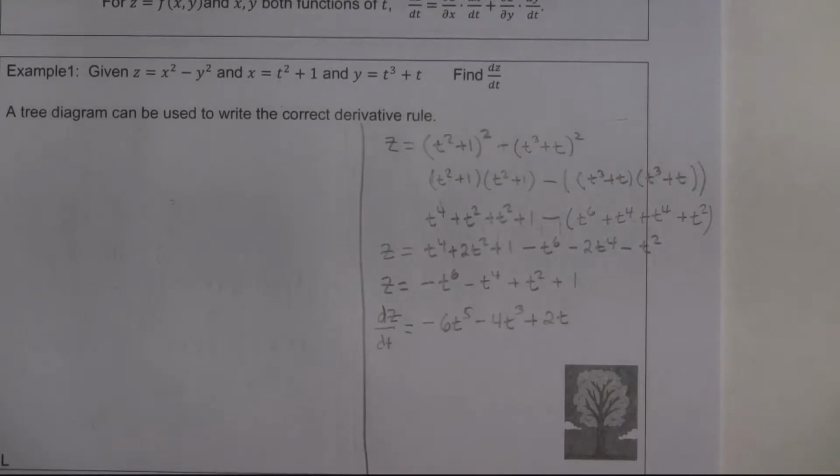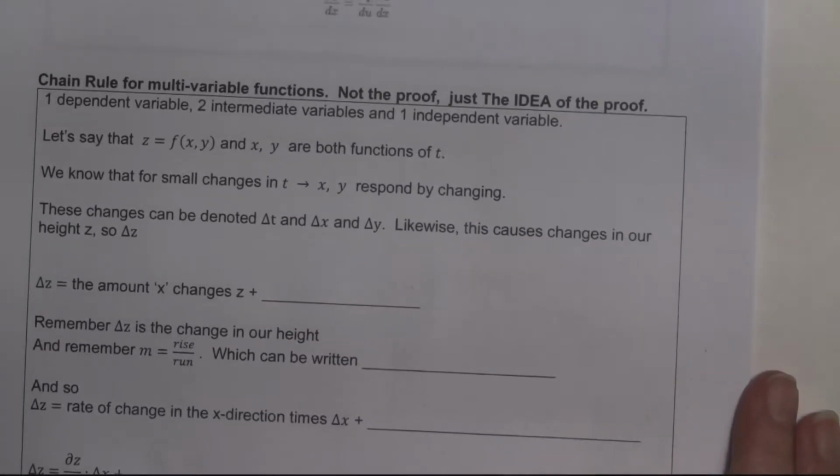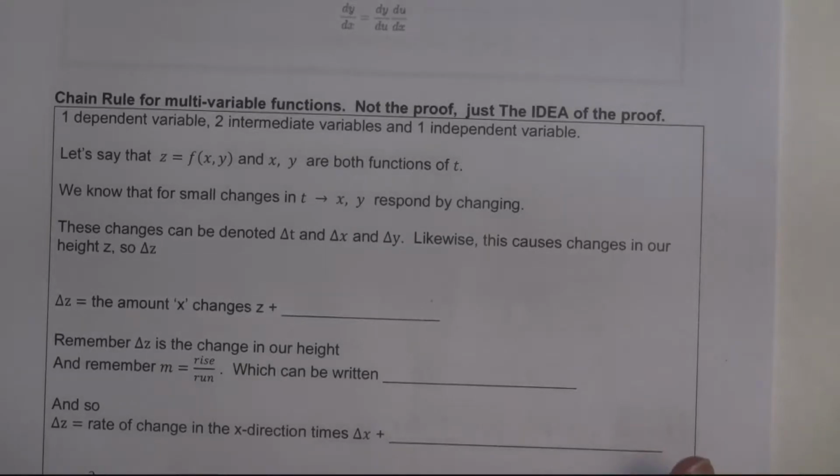Okay, so now we're going to discover the chain rule just a little bit for when you have one dependent variable, like we had, and two intermediate variables, like we had in that example, and one independent variable.